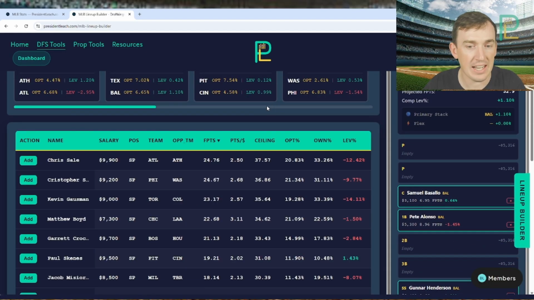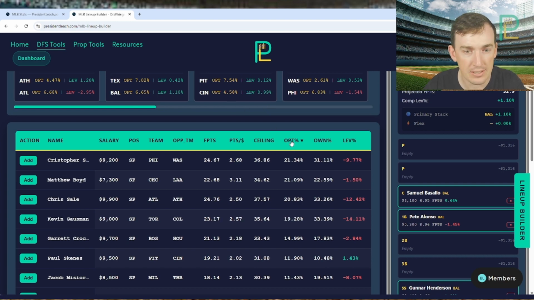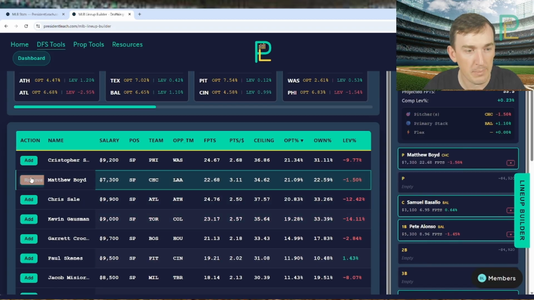One of the main things that I want to see is what is Matthew Boyd's ownership. If you remember right, that Chicago game was extremely pitcher friendly, cold, wind blowing in. So you can see here, he's actually showing as the second most optimal pitcher, even though he's 7.3K compared to some of these other top arms. I'm actually going to add Matthew Boyd here in this spot.